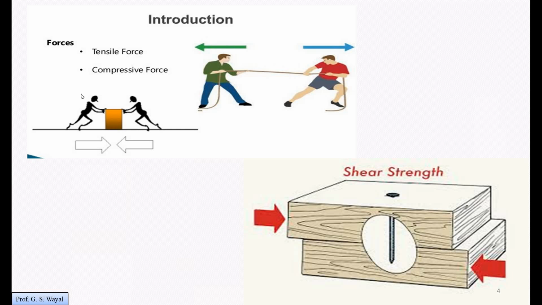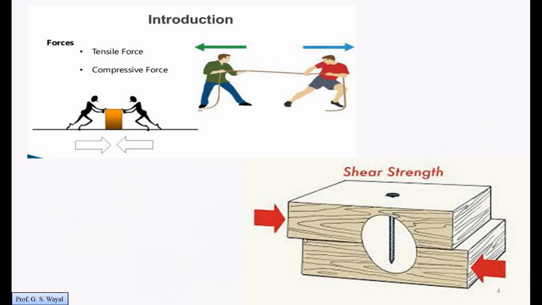Then next one is the compressive force. Now if you see this diagram, in this diagram there is one box and two people are pushing that particular box. Okay, so it means they are applying the force towards the box. Okay, so if we consider the total force system on that body or the box, the particular box is subjected to the compressive force because both people are compressing it or applying the force towards the box.